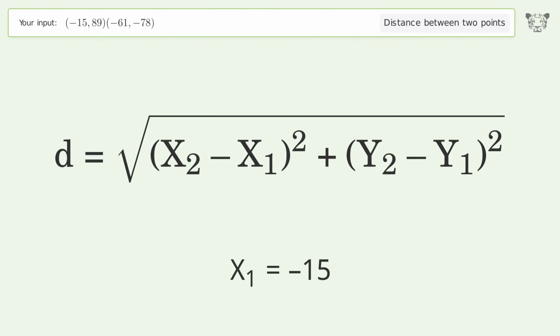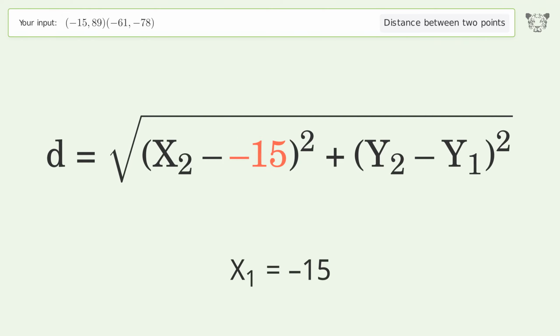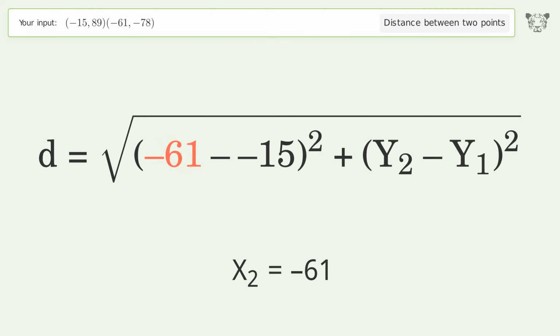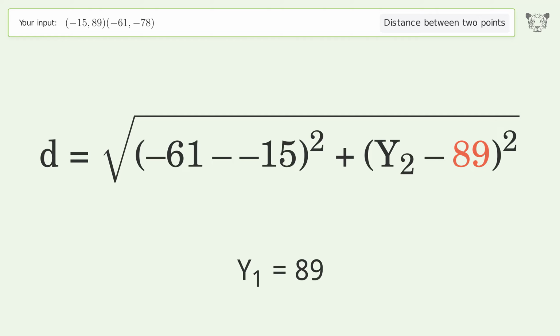x1 equals -15. x2 equals -61. y1 equals 89. y2 equals -78.